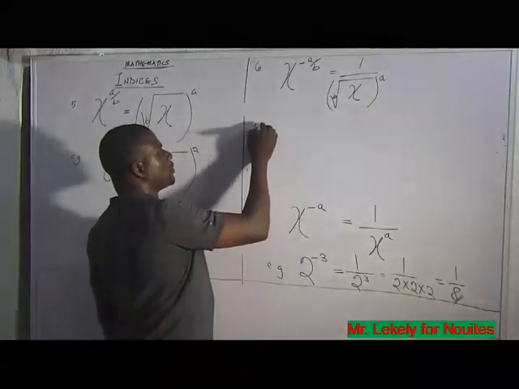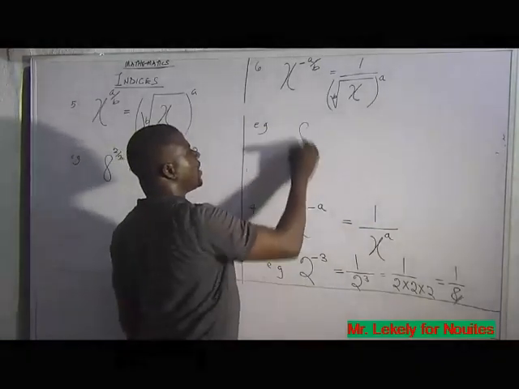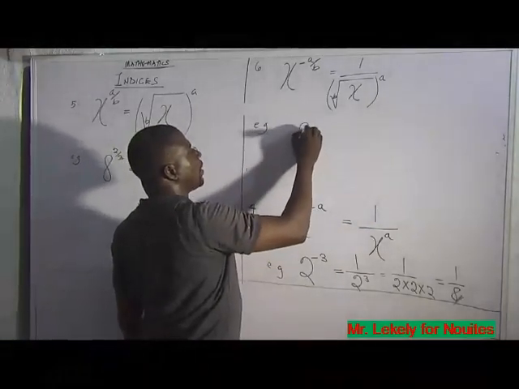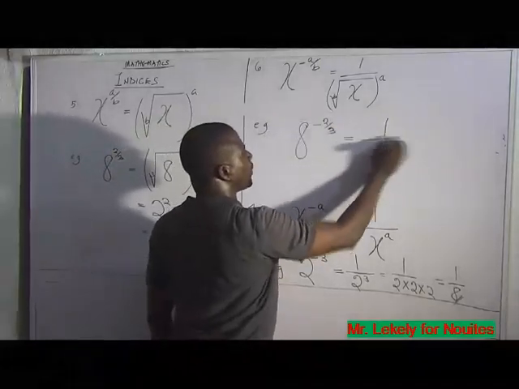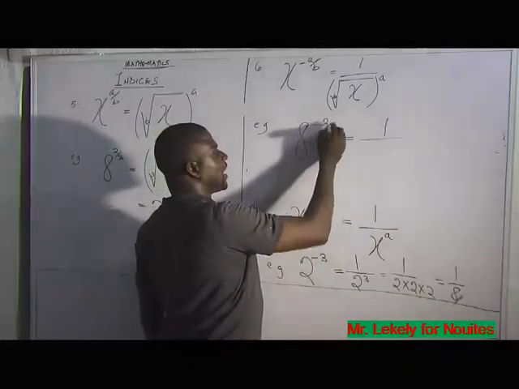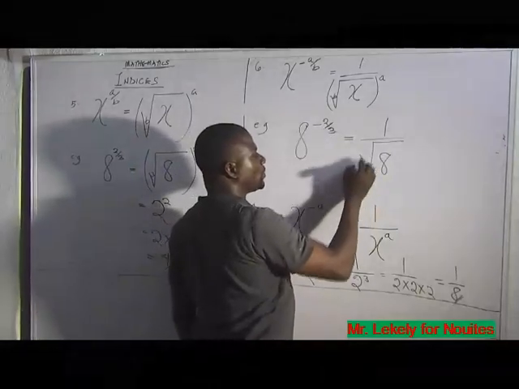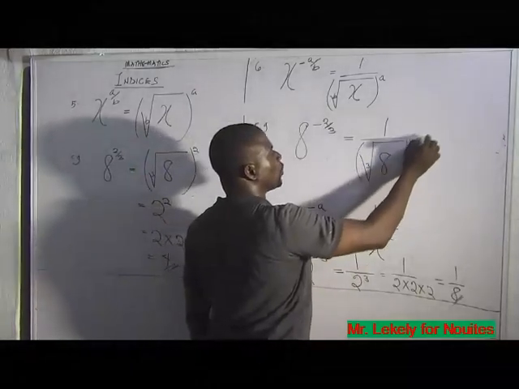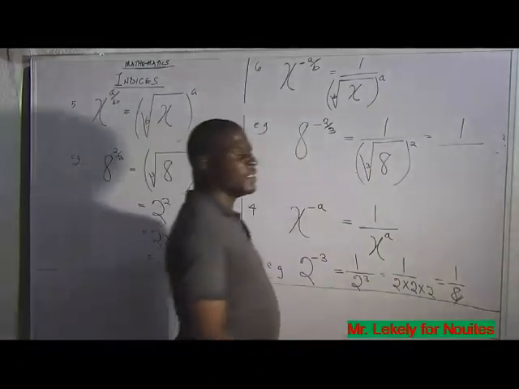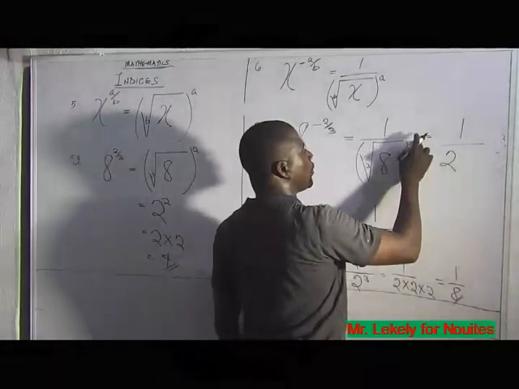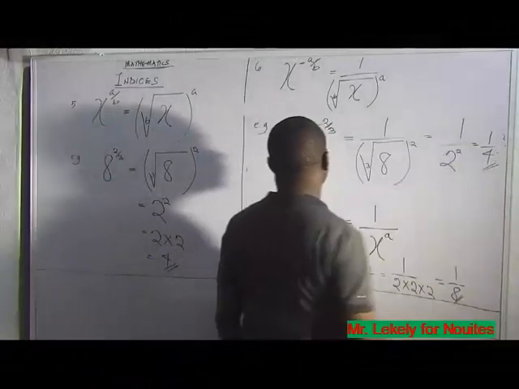Let's take an example on that. If I have 8 raised to power minus 2 over 3, the minus will change to 1 over, then this line will change to root of 8, then the 3 will come in, then raised to power 2. So I'm going to have 1 all over, what's the cube root of 8? Like I said the other time, it is 2, raised to power 2. And of course, that's 1 over 4.